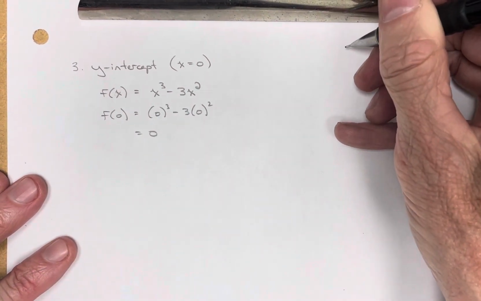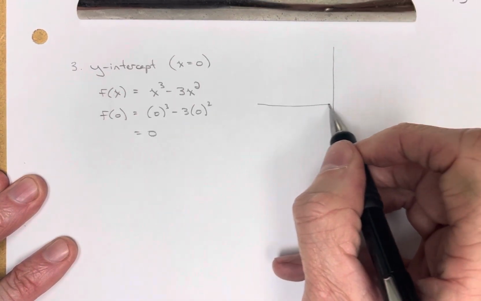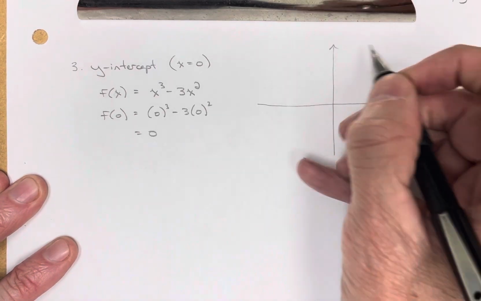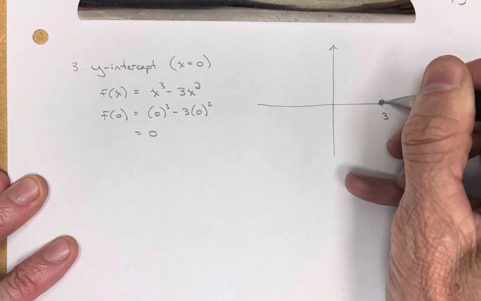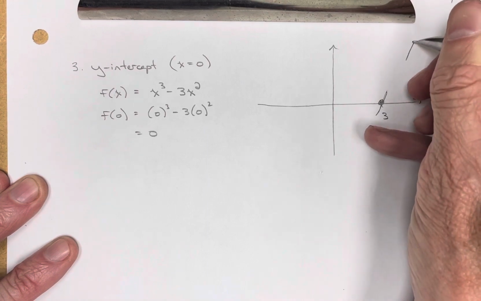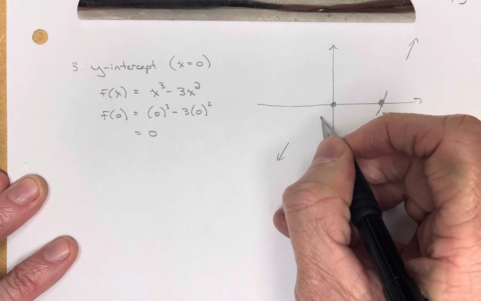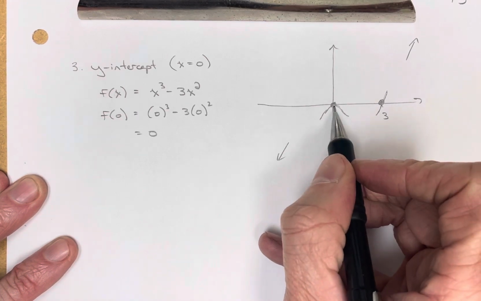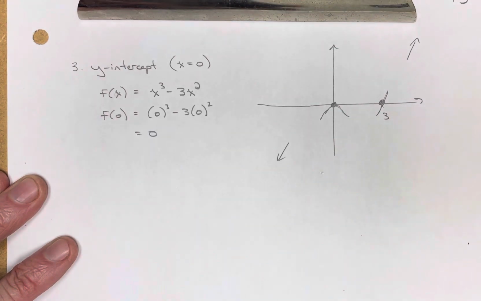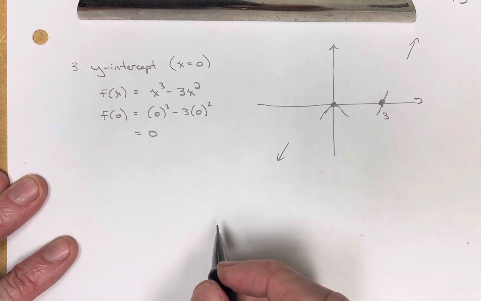Okay, so I'll go back to my graph. What I had was an x-intercept at 3, which crossed and looks like this. I had end behavior kind of like this. I had an x-intercept here where it touched and went back. And it turns out that's also my y-intercept. So that's where my graph crosses the y-axis. So no change in my diagram at this point.